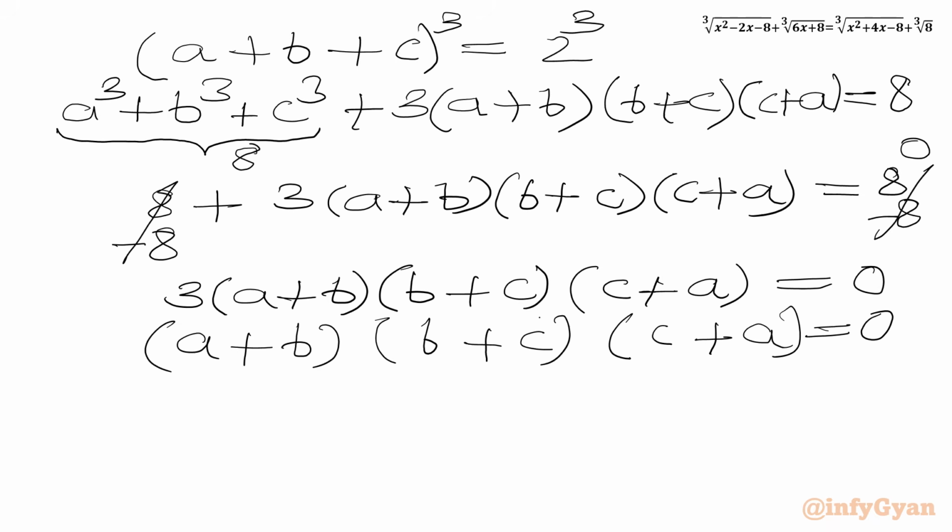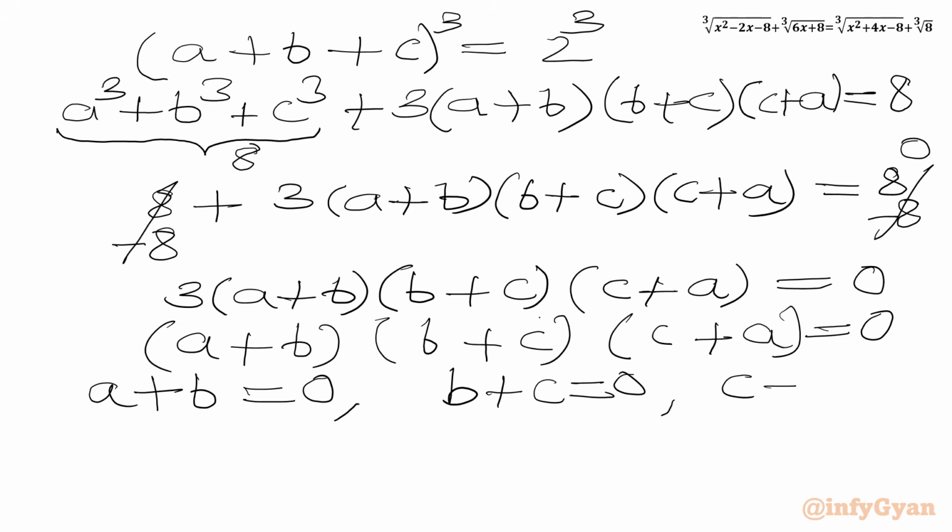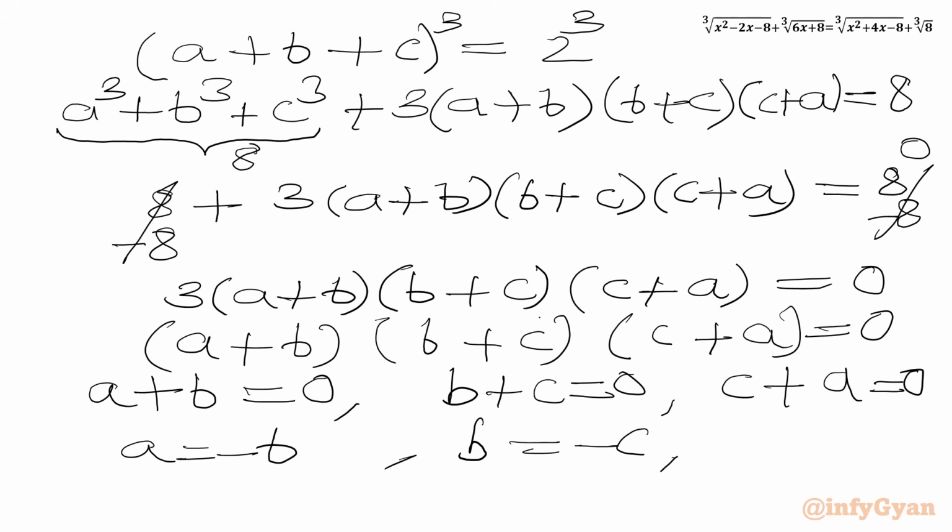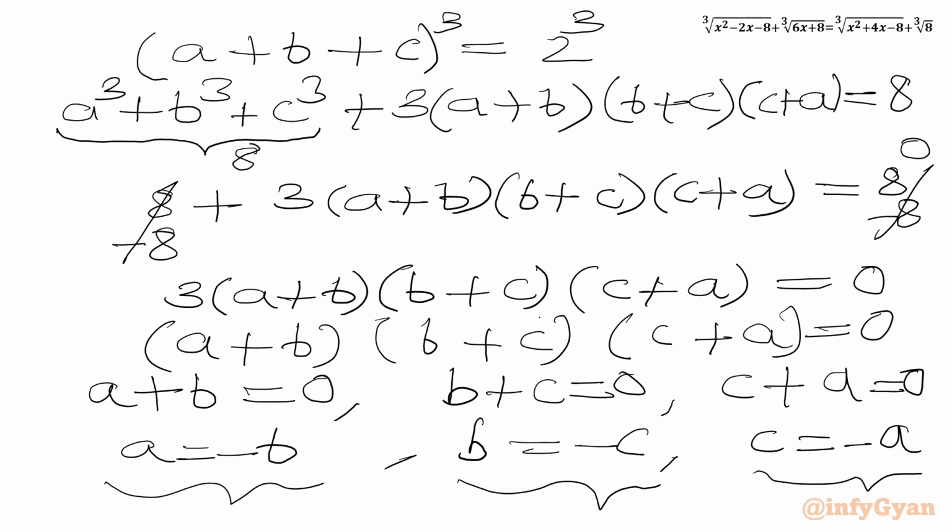Now we'll be using the product zero rule. So either a plus b will be equal to 0, or b plus c will be equal to 0, or c plus a will be equal to 0. Or I can write a equal to minus b equal to minus c equal to minus a. So we have to consider these three outcomes separately.